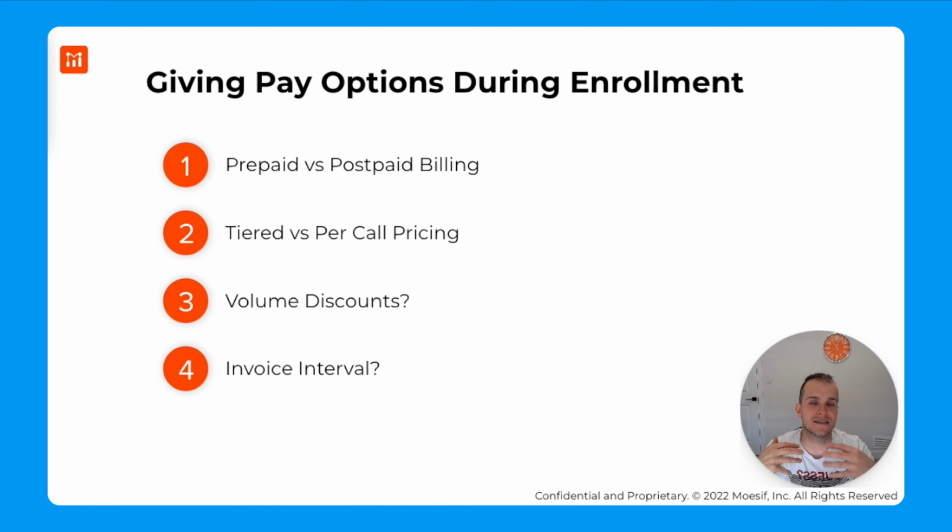Now, when someone is signing up for your API, you may want to give pay options while they're enrolling. So there's a couple things to factor in here. You could do prepaid or postpaid billing. You could do tiered or per call pricing. And then you could also offer stuff like volume discounts. You could offer maybe an extended invoice interval.